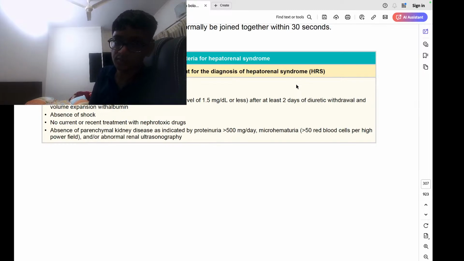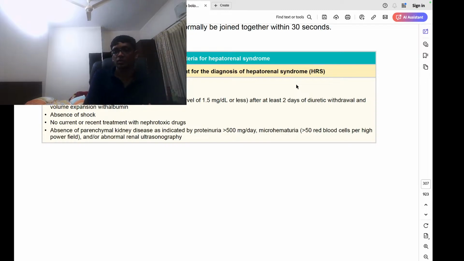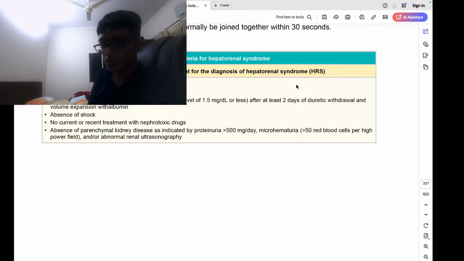All of the following must be present for hepatorenal syndrome. There is cirrhosis with ascites. Serum creatinine is more than 1.5 mg per deciliter. There is no improvement in serum creatinine, decreasing to a level of 1.5 mg per deciliter or less, after 2 days of diuretic withdrawal and volume expansion with albumin. There is absence of shock. There is no current or recent treatment with nephrotoxic drugs. There is absence of parenchymal kidney disease as indicated by proteinuria more than 500 mg per day, microhematuria with more than 50 RBCs per high power field, and abnormal renal ultrasonography.